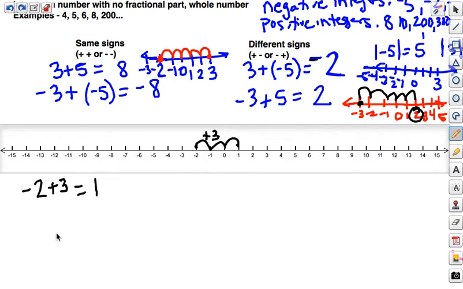All right, let's look at another one. So we have negative 3 plus negative 4. We're going to start at negative 3, and we're adding a negative 4. So if we're adding a negative, that means that we're technically going to be moving to the left. So we're going to move to the left 4. So 1, 2, 3, 4. And that takes us to negative 7.